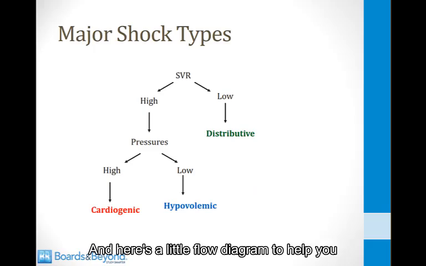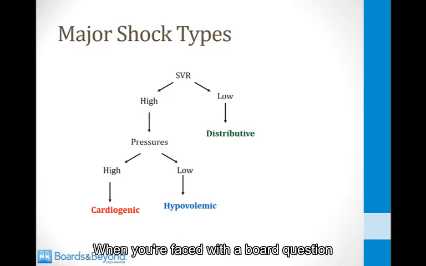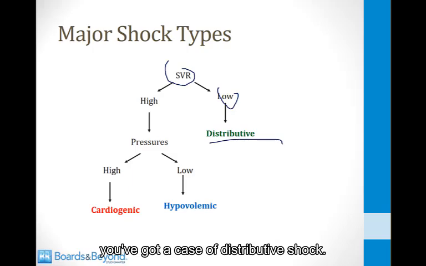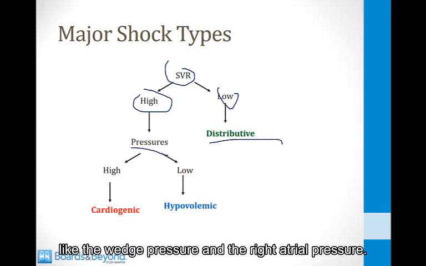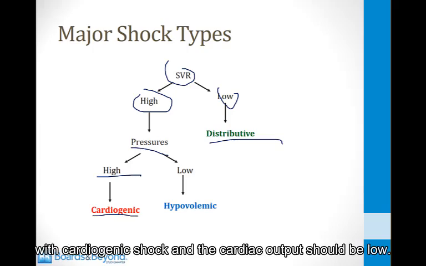And here's a little flow diagram to help you understand how to diagnose the major forms of shock. So when you're faced with a board question and they give you hemodynamics and ask you what type of shock is occurring, first of all, look at the SVR. If the SVR is low, then you know you've got a case of distributive shock. If the SVR is high, then you next want to look at the pressures in the heart, like the wedge pressure and the right atrial pressure. If those pressures are high, then you're probably dealing with cardiogenic shock and the cardiac output should be low.